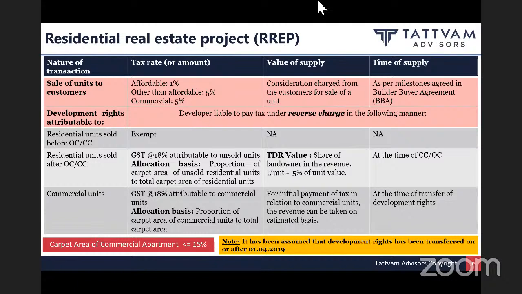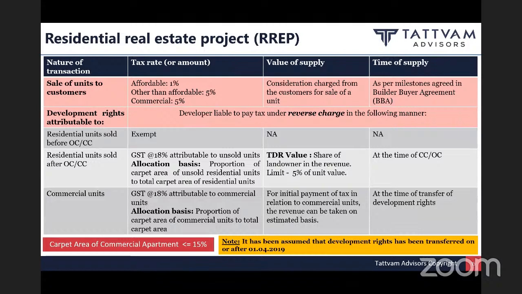That is the maximum tax which the developer has to pay under reverse charge mechanism. So in our example, out of 90 residential units, 10 remain unsold. On these 10 units, the market value of these 10 units into 5% will be the tax liability in the hands of the developer at the time of OC. Also note that he will not be in a position to take input tax credit of this, because input tax credit is barred in case of a residential project.